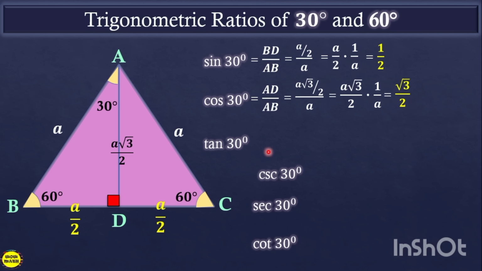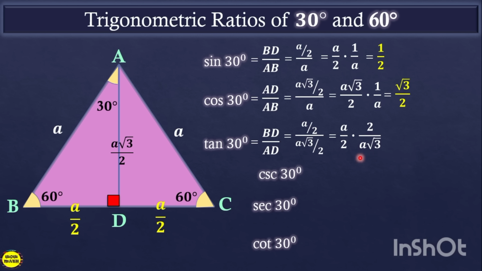Next, for tangent 30 degrees, ang gagamitin po natin, opposite over adjacent. So, kung ito po si tangent 30 degrees, opposite, that is BD over adjacent. So, ito ay AD. So, BD over AD. So, substitute natin si BD, A over 2, over your AD is A square root of 3 over 2. So, solve natin. A over 2 and then reciprocal nito. So, mauuna si 2. 2 over A square root of 3 and then proceed to multiplication.